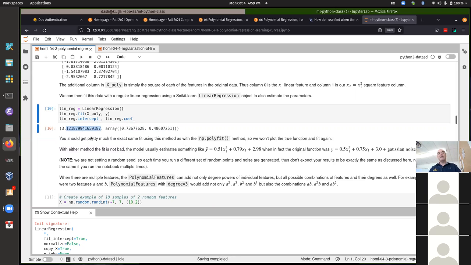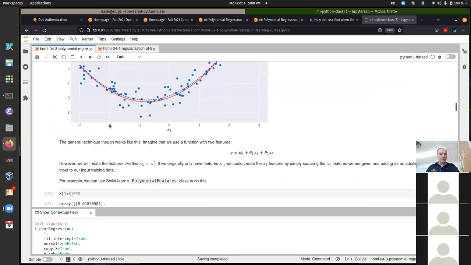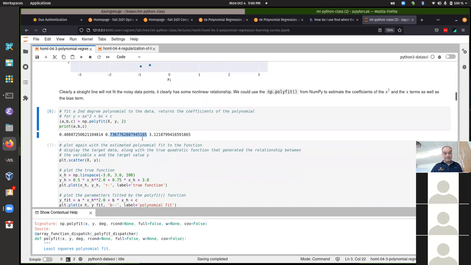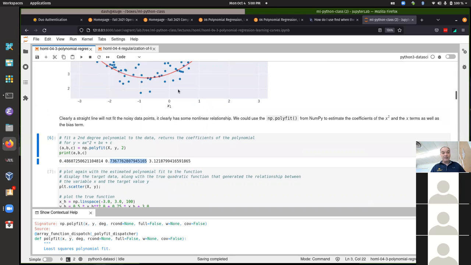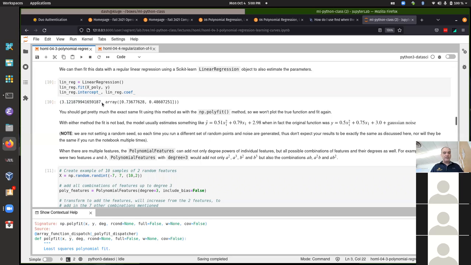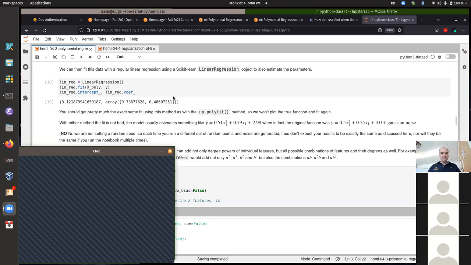The intercept term is going to be our bias term, or the constant term, which is 3.12 here. Since we regenerate random data every time we do this, the numbers will be a little different from what I had on here. But since I'm creating the linear regression fit on the same data that we created the polyfit, these should exactly match the values that we got up here in cell six for this set of random points governed by this quadratic function. And it looks like they do, right?